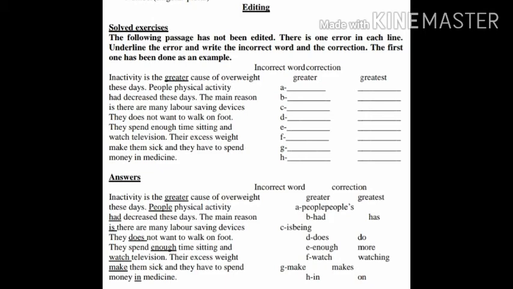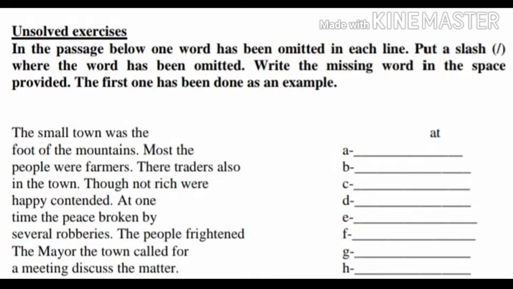See, we got all the errors in it, so like that you have to complete it. In this passage you got the mistakes. Now another passage I am taking in which something is missing, that you have to find out. See now here some word has been omitted in each line. Put a slash where the word has been omitted. There you have to keep the slash. Write the missing word in the space provided.